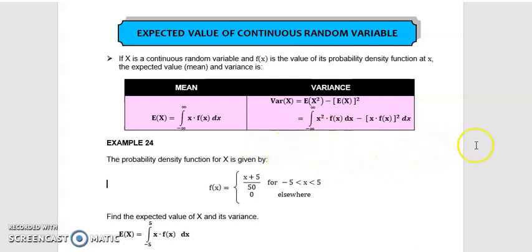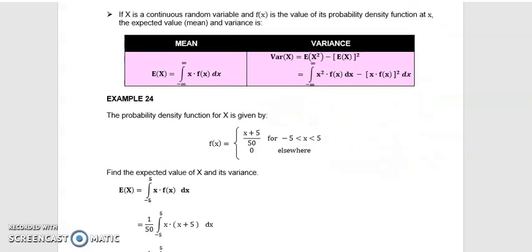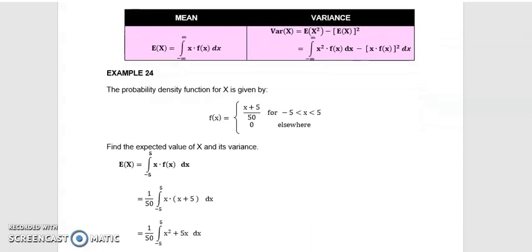Now look at example 24. The probability density function for x is given by (x plus 5) over 50 for x more than negative 5 but less than 5, and 0 elsewhere. Find the expected value of x and its variance.